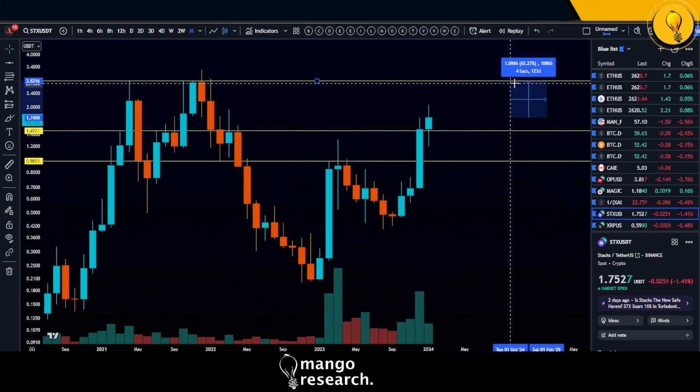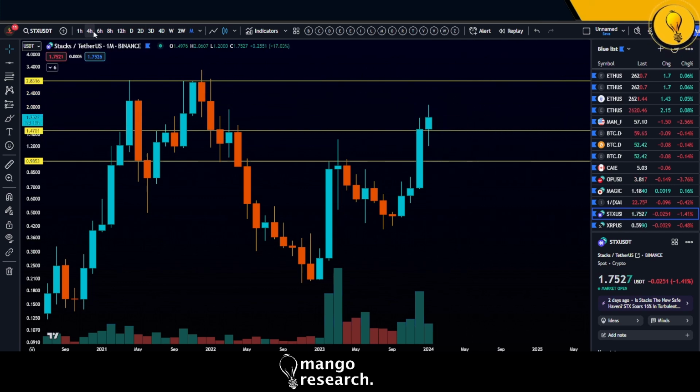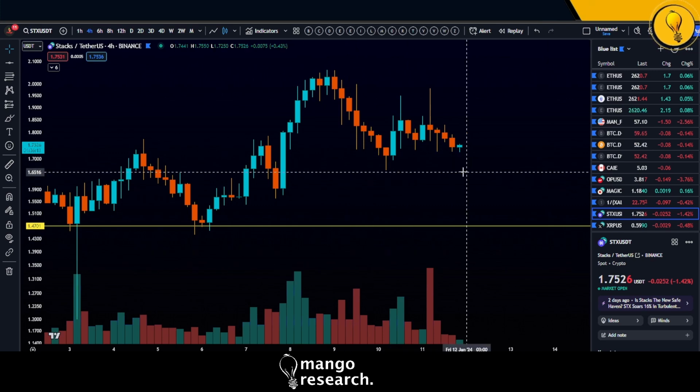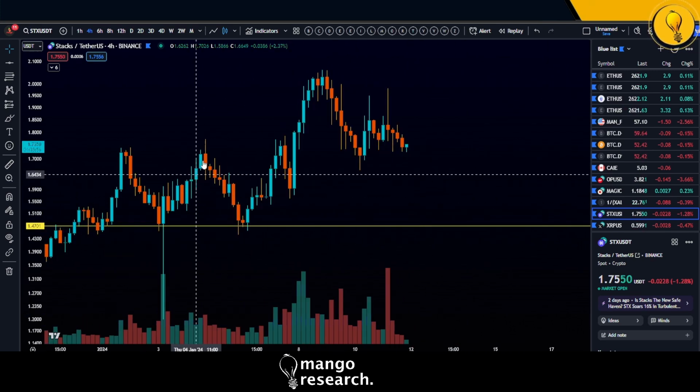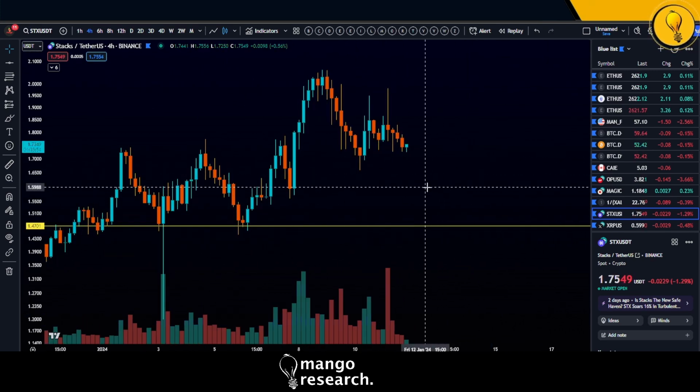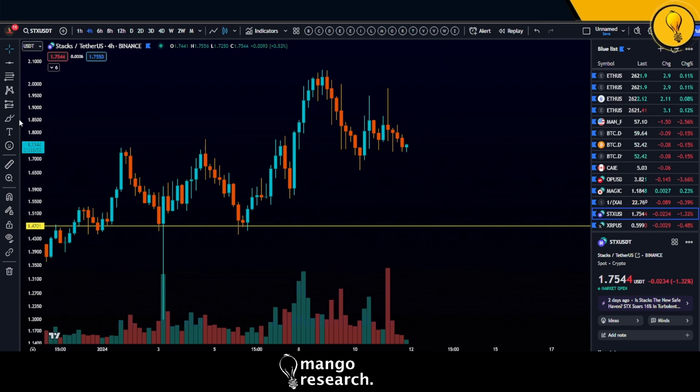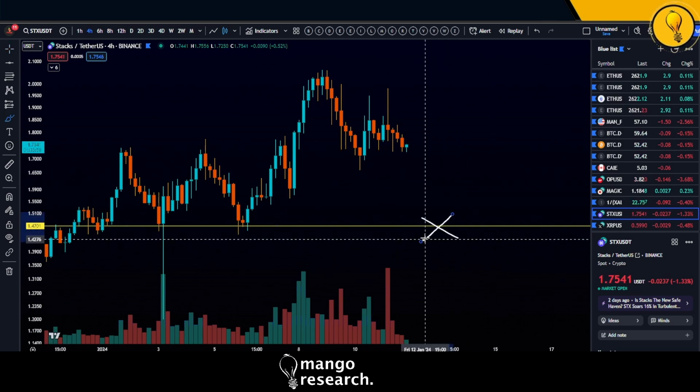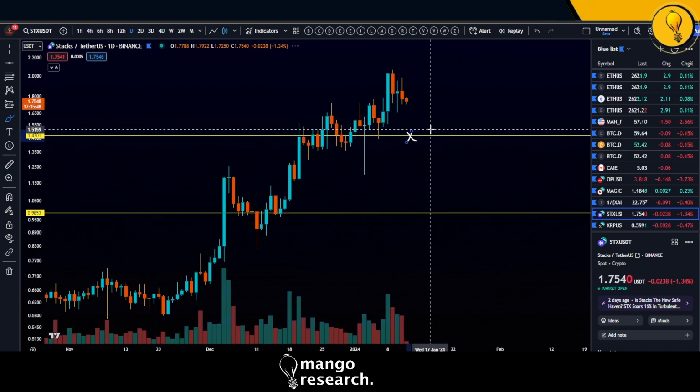Right, but now the question is, when can we really expect that move? Well, in the 4-hour time frame, you're seeing that, okay, STX is seeing a bit of a breakdown, right? But now I'm looking at this as a lower time frame pullback, likely into higher time frame support. Can we get a test of $1.47 once again? Well, for that, I want to get on over to the daily time frame.